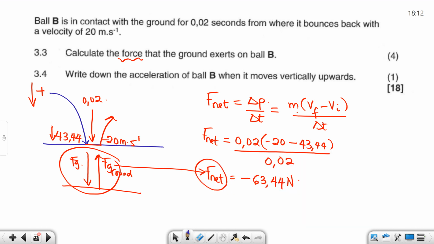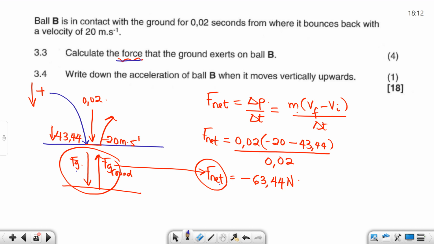So, please understand the word net. If you look at the question, the examiner is now specific. They didn't say F net. They said the force that the ground exerts on the ball. Okay, now it makes sense. Now, what is F net? It is the weight of the ball, because the weight is also exerting a force, right? And the ground is also exerting.